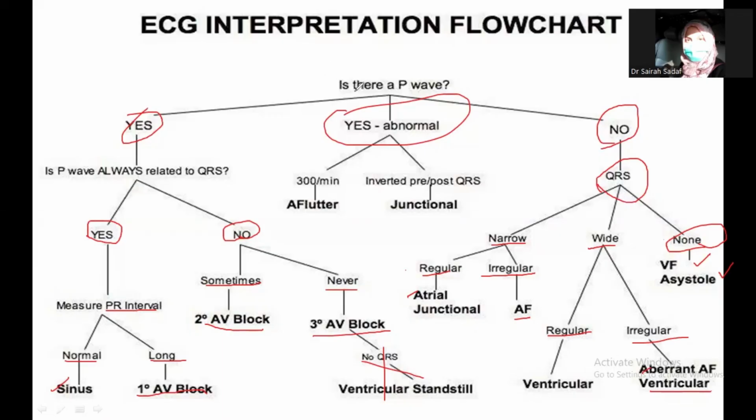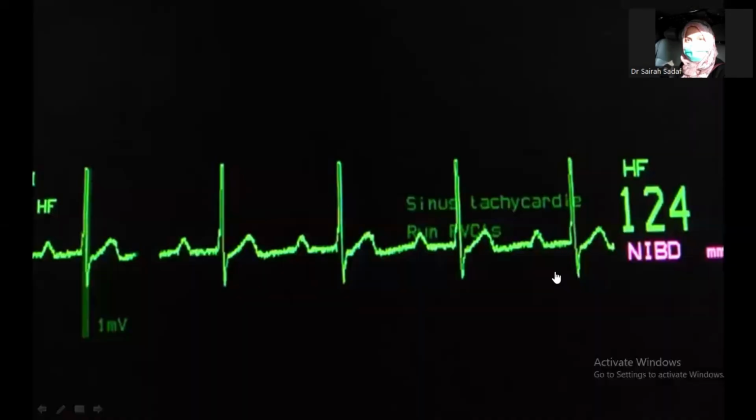Okay, and let's say if there is P wave, but it's abnormal, D-shaped, inverted, whatsoever. Now, if it is inverted, pre, post, or mixed in the QRS complex, it's maybe junctional tachycardia. Remember? Or it may be a flutter. In flutter there are abnormal saw-shaped P waves, fluttering P waves. So it may be atrial flutter. So that's it.